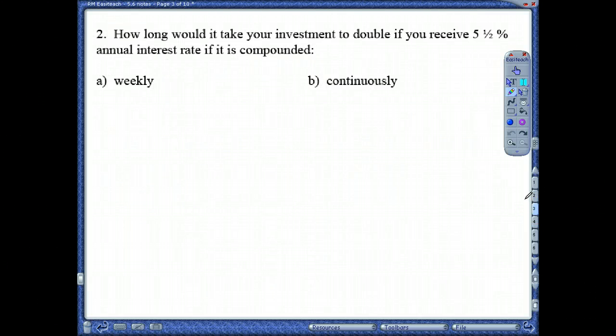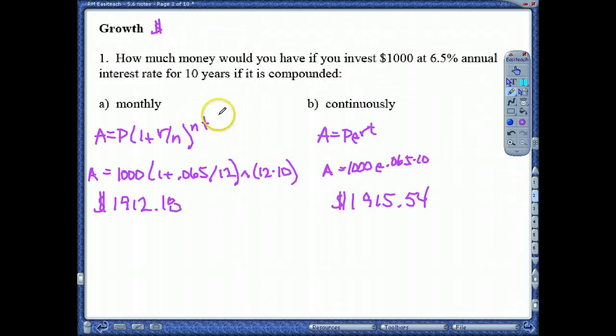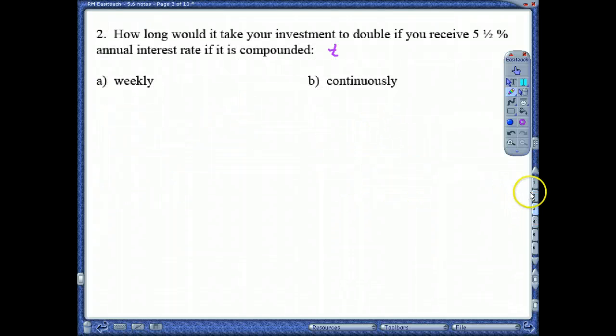Now we're going to use the same two formulas, only we are going to change what we're looking for. This time we want to find how long it's going to take for our investment to double. Okay, so we want to know time. Well, in both of the formulas up here, time is a power, so we're going to have to solve that exponential equation in order to find our answer. Now they didn't tell us anything about what we've invested, but that's okay. We want to know how long it takes to double.